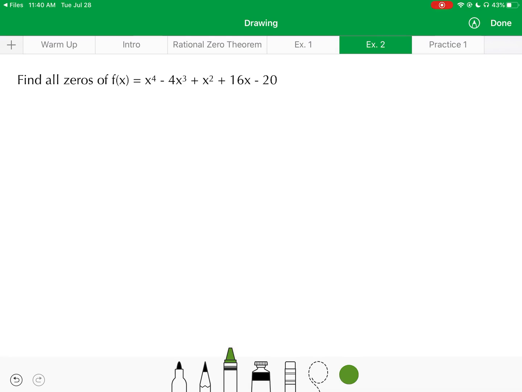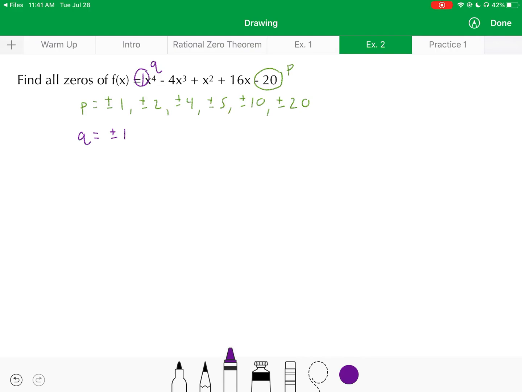So let's start with my p's. They come off the constant. There's a lot of them in this case. P could be plus or minus 1, 2, 4, 5, 10, or 20. And then Q comes off the leading coefficient. Now the nice thing in this case is the leading coefficient is 1. Okay, and the only factors of 1, of course, are 1 and -1.